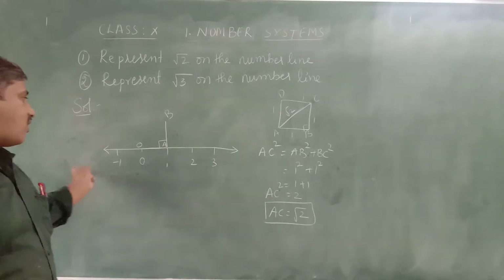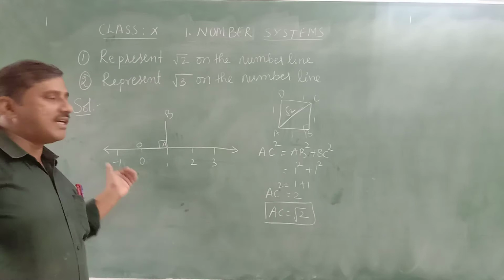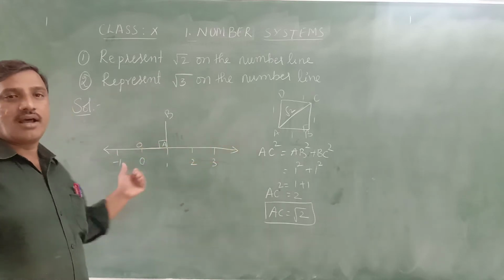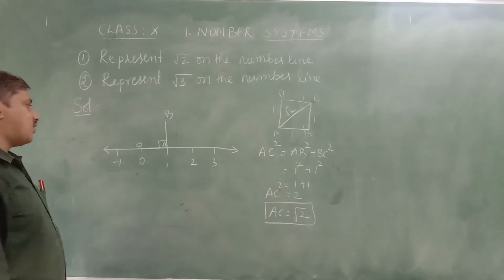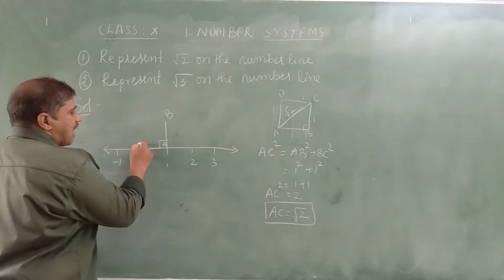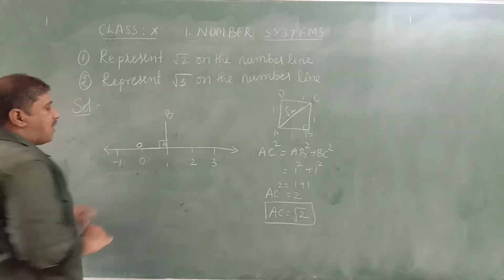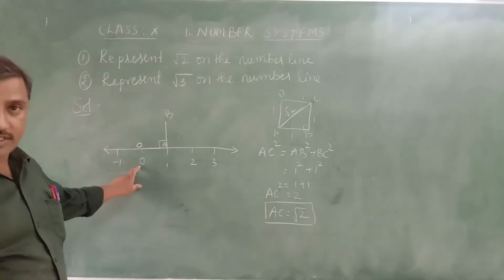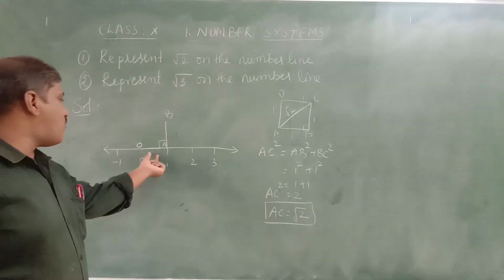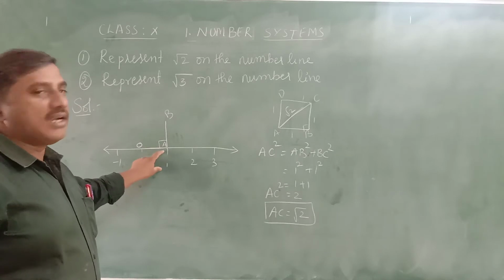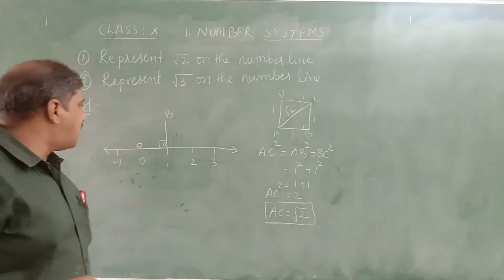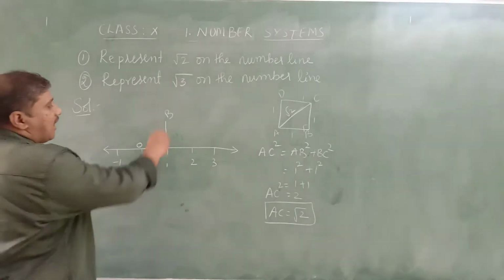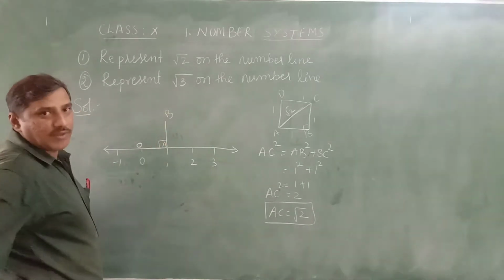So first draw a horizontal line and represent 0, 1, 2, 3 and so on, and minus 1, minus 2 and so on on the left-hand side of 0. Now take 0 as point O. Point O represents 0, and take 1 unit length and locate that point as A. Now at point A, draw a perpendicular to this number line. Let this perpendicular be AB.